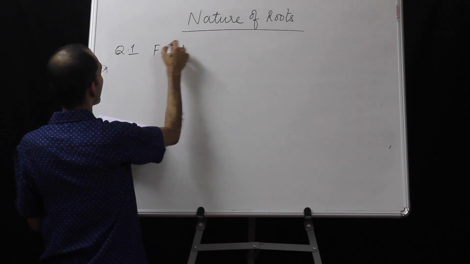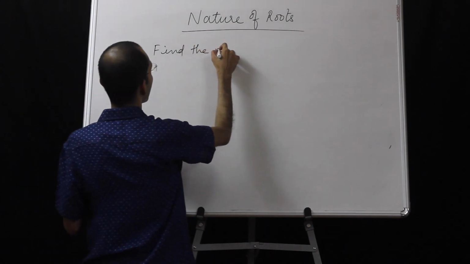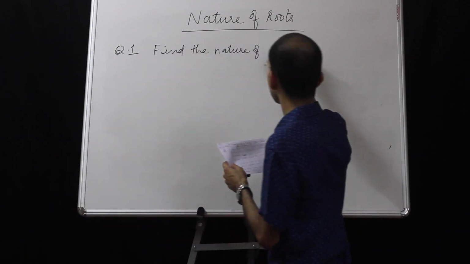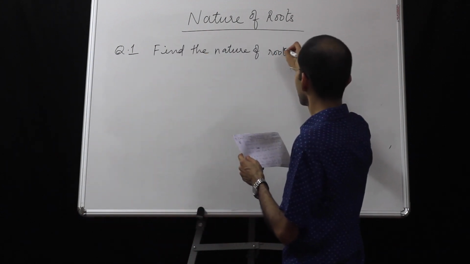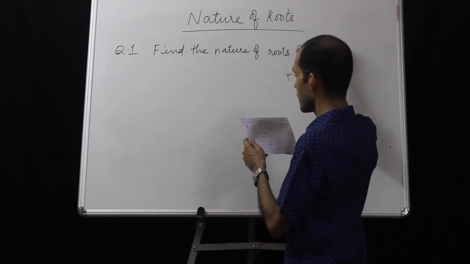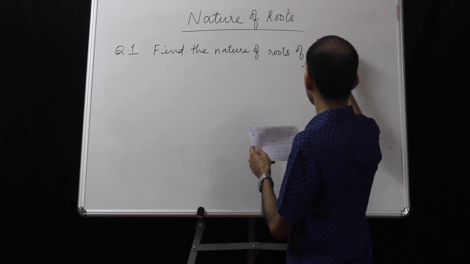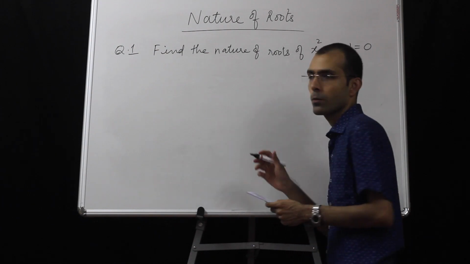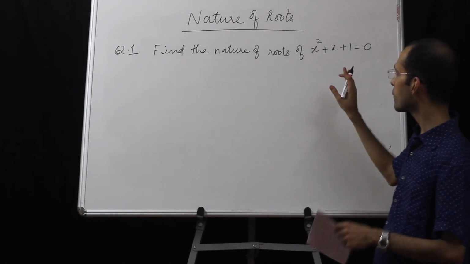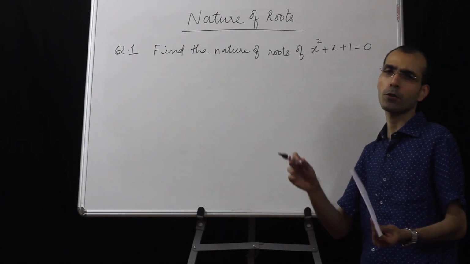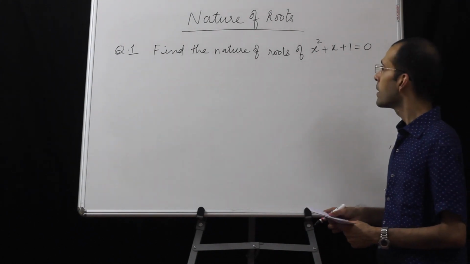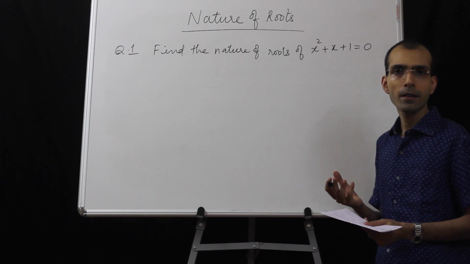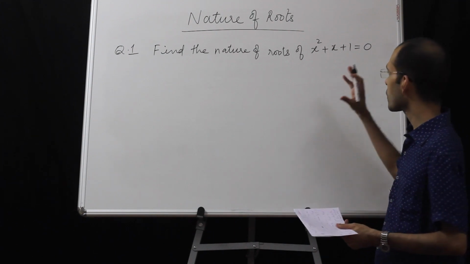Find the nature of roots of x square plus x plus 1 equaling 0. Find the nature of roots. You can have such questions for 2 marks. Or they may say, without solving, comment upon the nature of the roots.